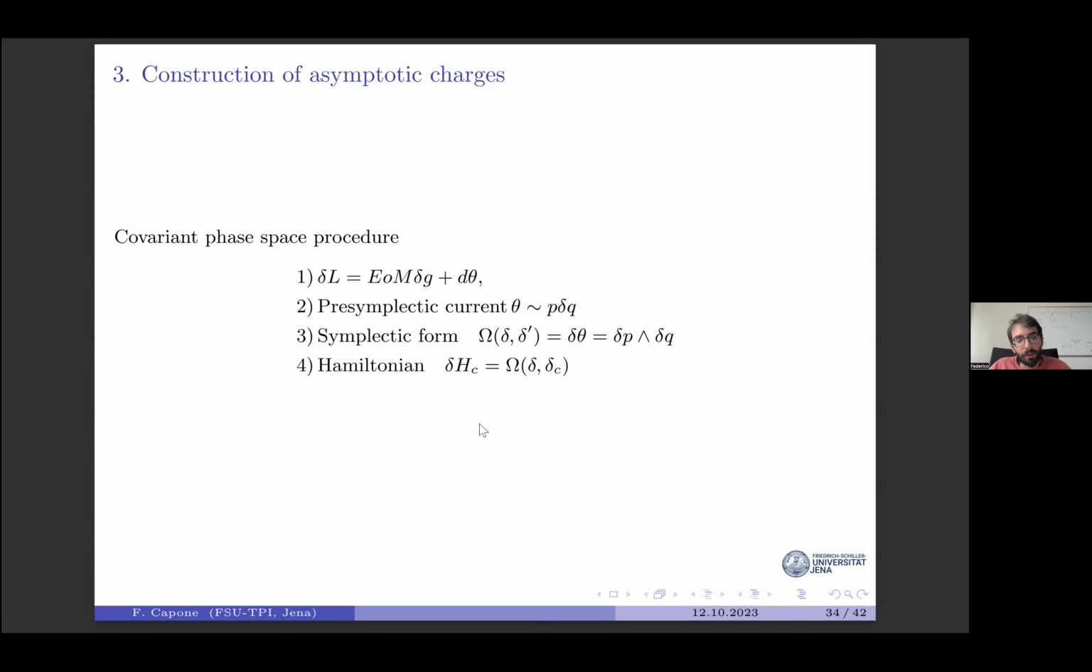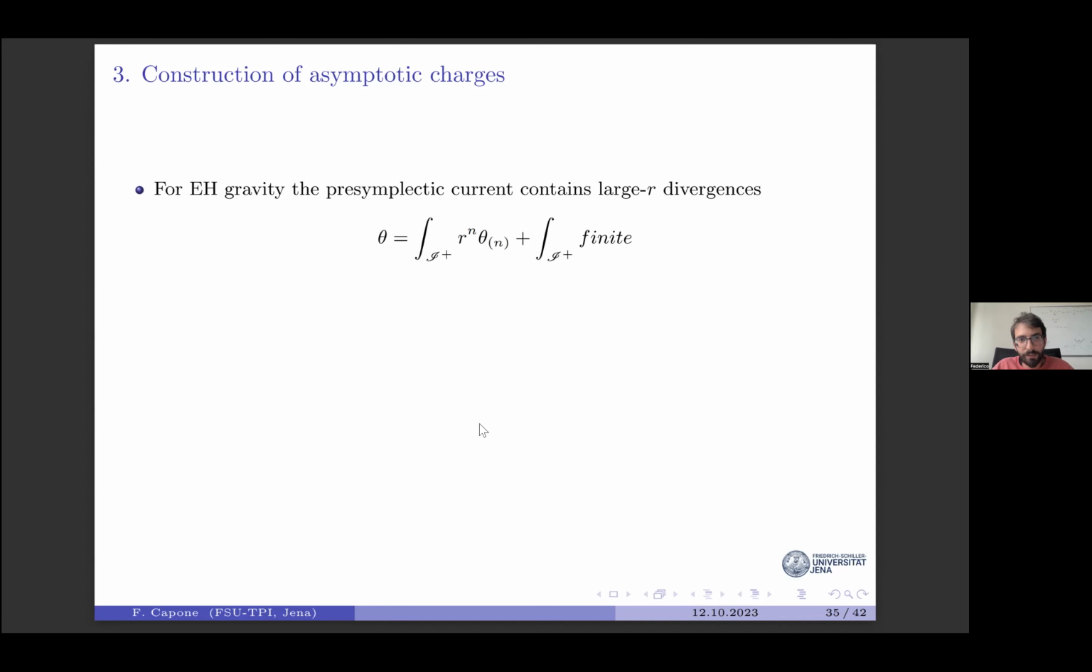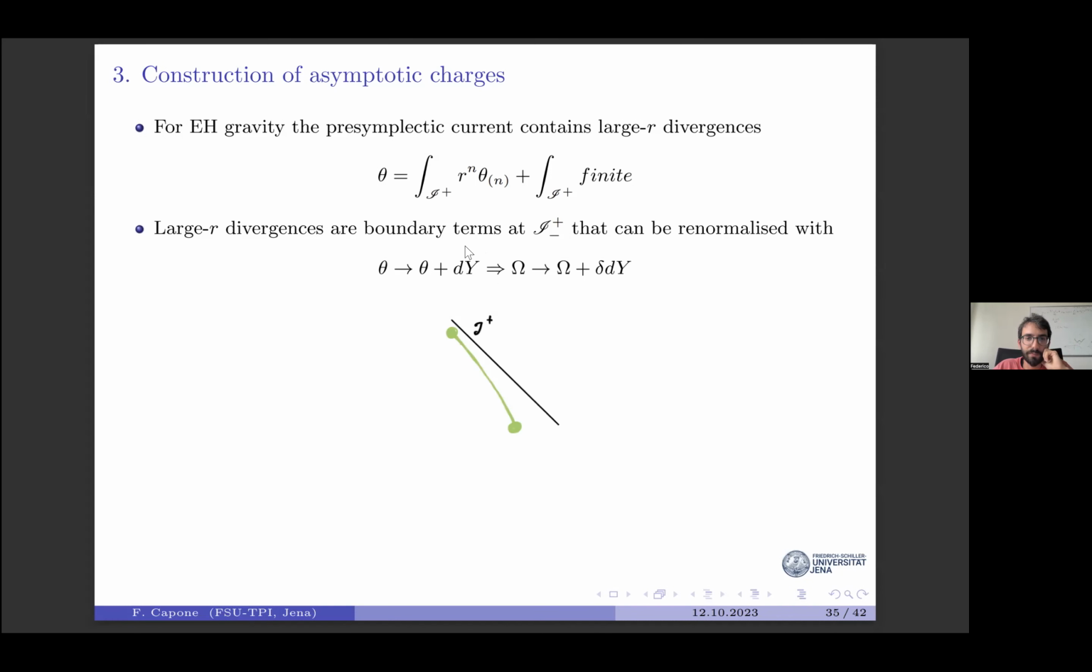Okay. So these are standard steps which apply to our particular case, and bring to a presymplectic current which is divergent in large R. And this probably is also one of the reasons why in the past people didn't consider the possibility of having supertranslations and superrotations in higher dimensions, because if you don't have supertranslation and superrotation, then these divergences disappear and everything is fine. So what do we do with these divergences? Well, there is a way to renormalize the divergences, which is basically by shifting the presymplectic current by this codimension-2 form Y.